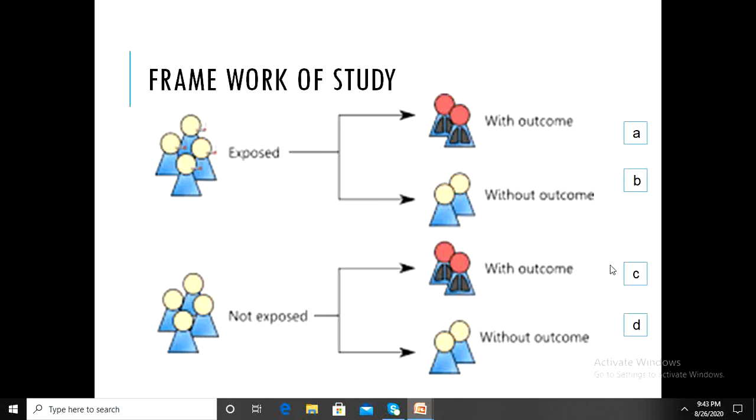So how do we construct a 2 by 2 table with cohort studies? The exposed group which has resulted in disease is labeled as A. The exposed group which has not resulted in disease is labeled as B. The non-exposed group which has resulted in disease is labeled as C, and the non-exposed group which has resulted in no outcome is labeled as D.